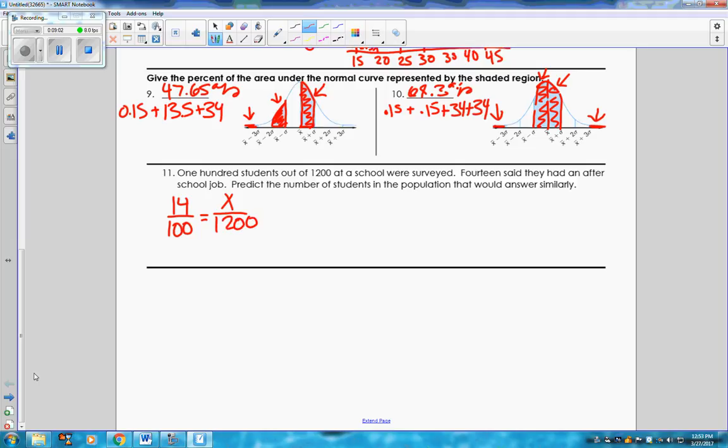So we have to set up a proportion and solve for x. So your final answer, you should get x equals 168 students. Remember, you have to round if it comes out as a decimal place because you can't have a 0.6 part of a person.